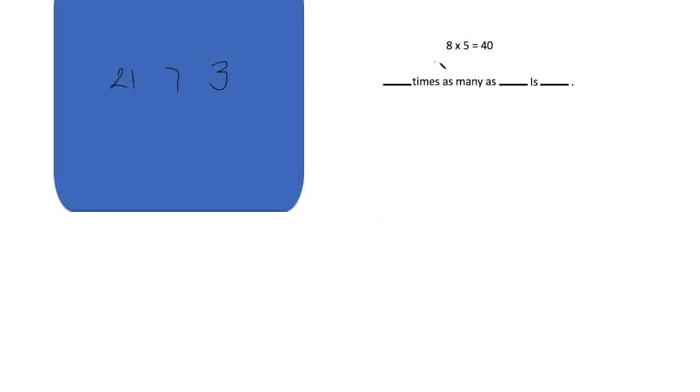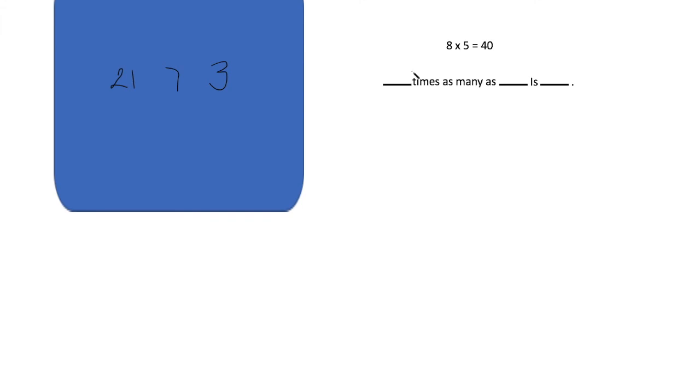All right, the next one, you are not writing the equation on your board. 8 times 5 equals 40. Instead, you're going to rewrite this equation using the words blank times as many as blank is blank. Pause this video and go ahead and fill in this sentence.